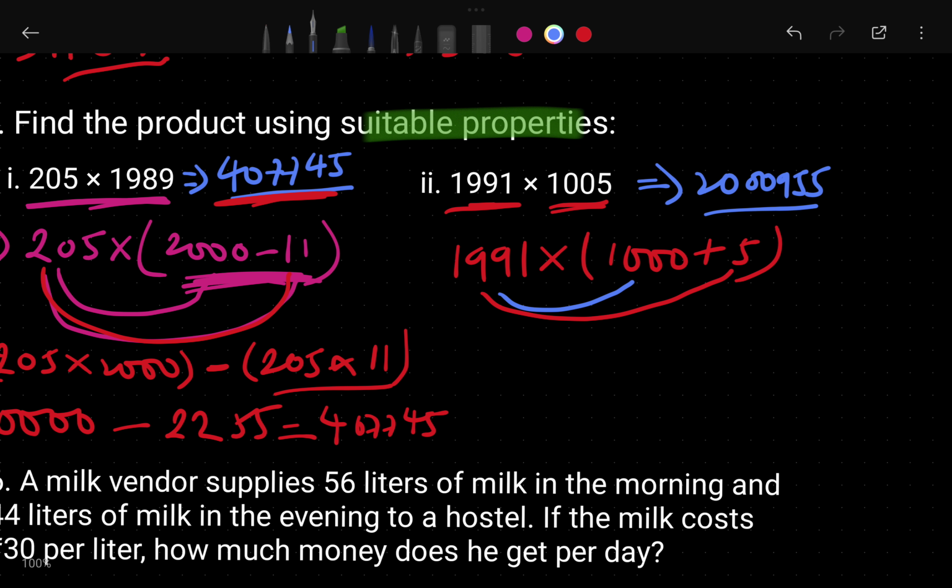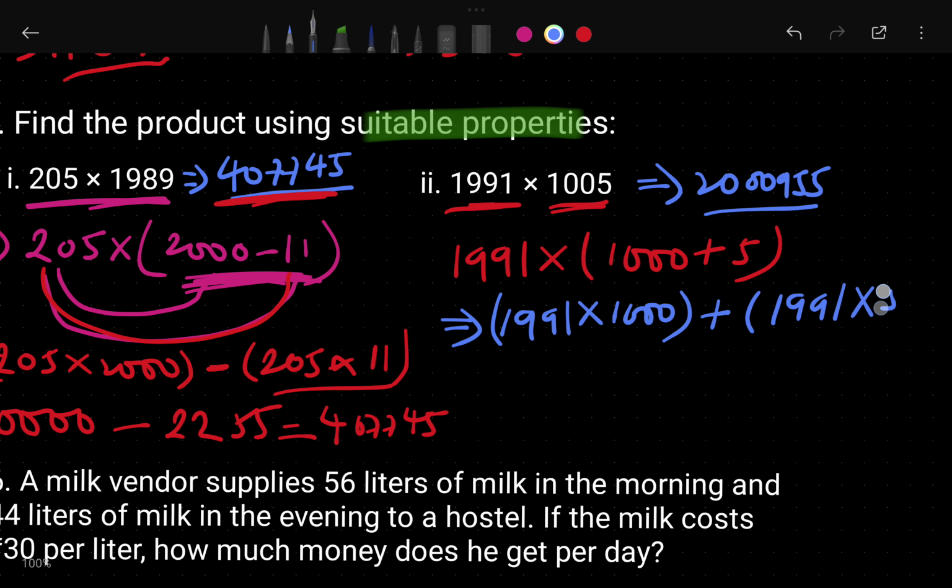Okay, are you ready to see? Let's see. I will erase this one. So let's talk about this. When you multiply 1991 into 1000, I will put the bracket, then make the plus symbol, and here again 1991 multiplied by 5. Let's multiply. If you multiply this one, what will be the answer?